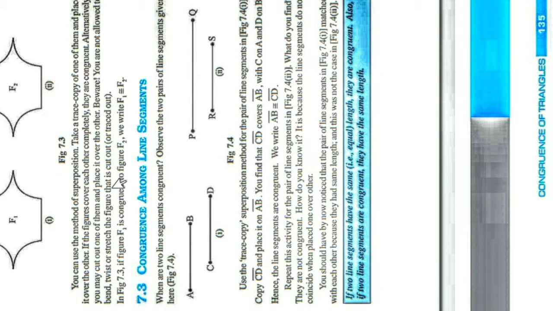Take a trace copy of one of them and place it over the other. If both the figures cover each other completely, then they are congruent. Alternatively, you may cut one of them and place it over the other. Beware, you are not allowed to bend, twist or stretch the figure that is cut out.